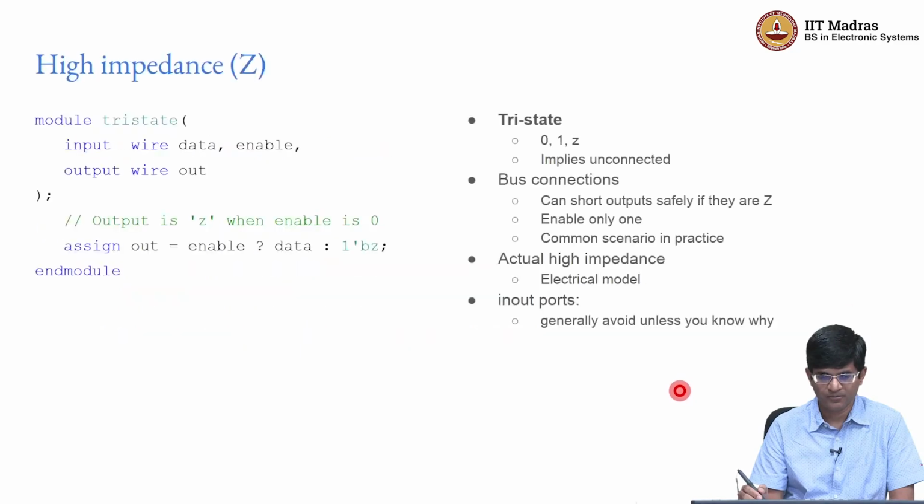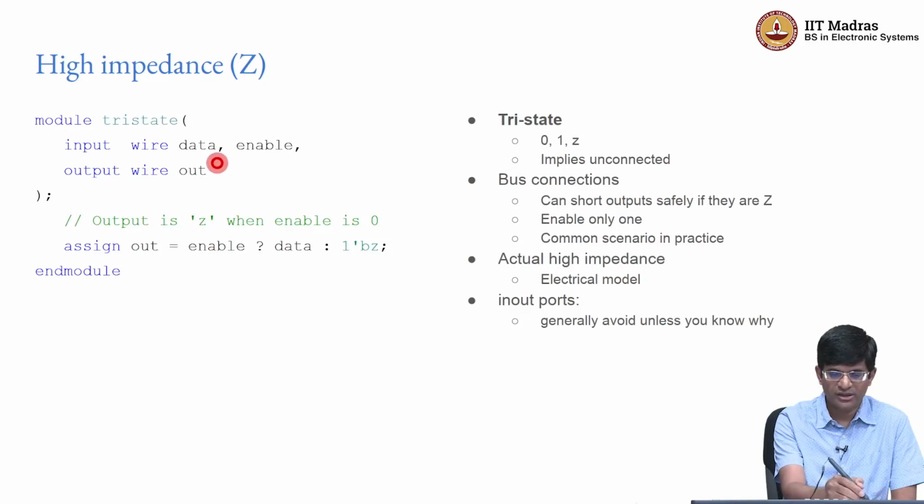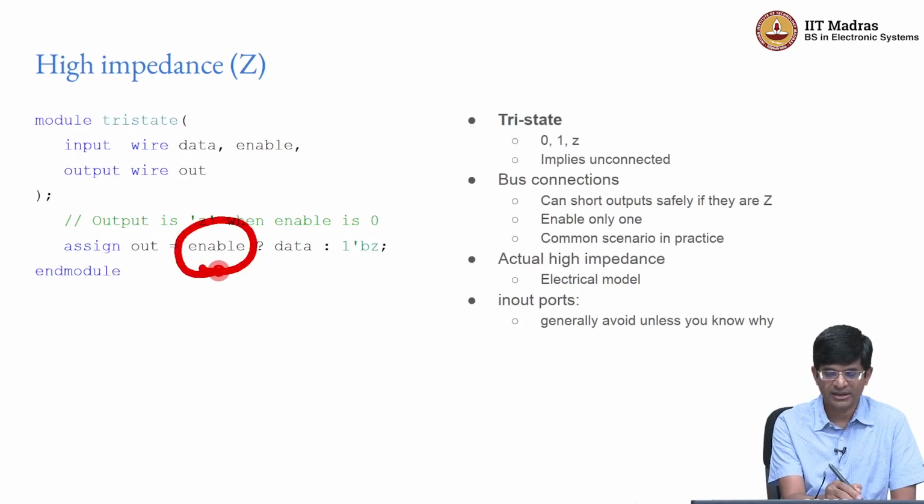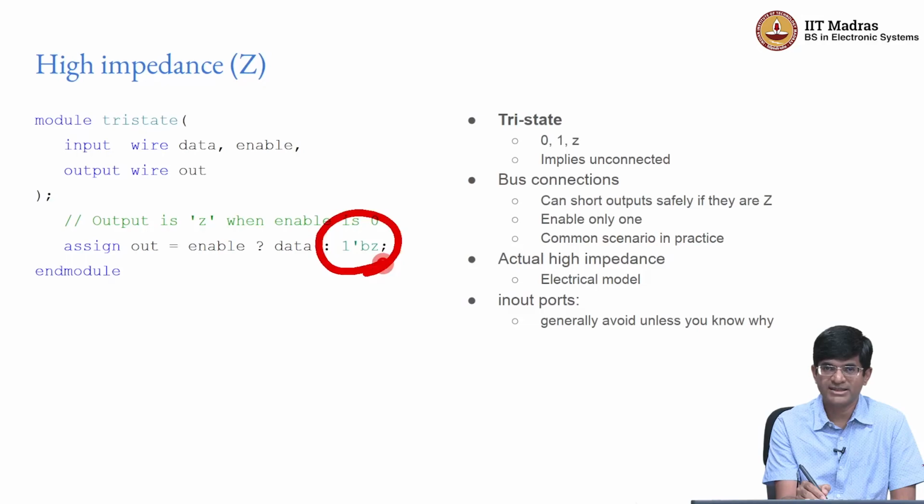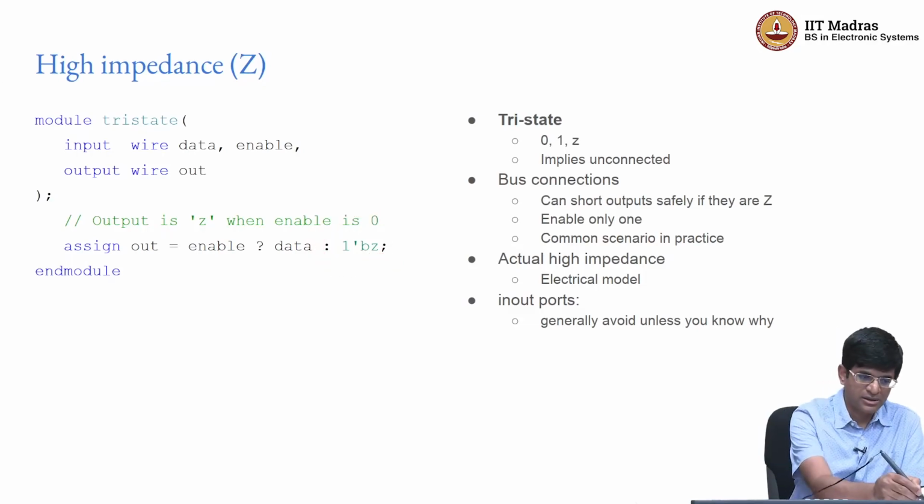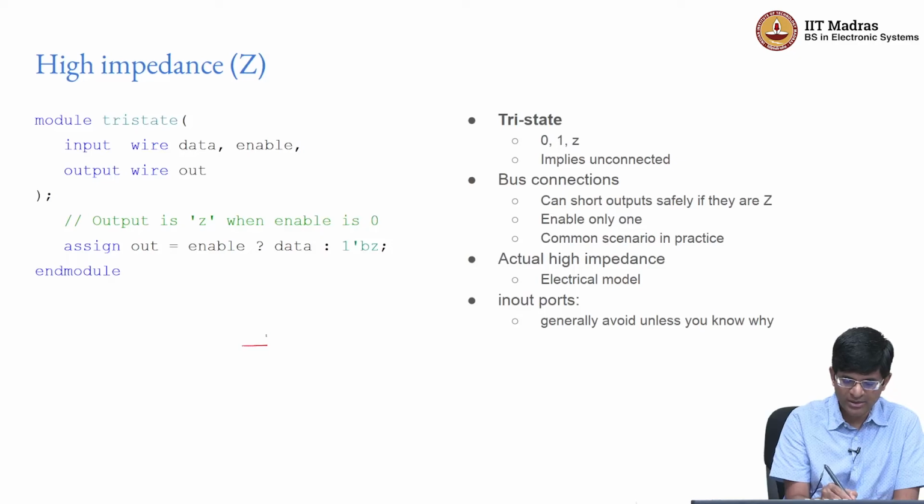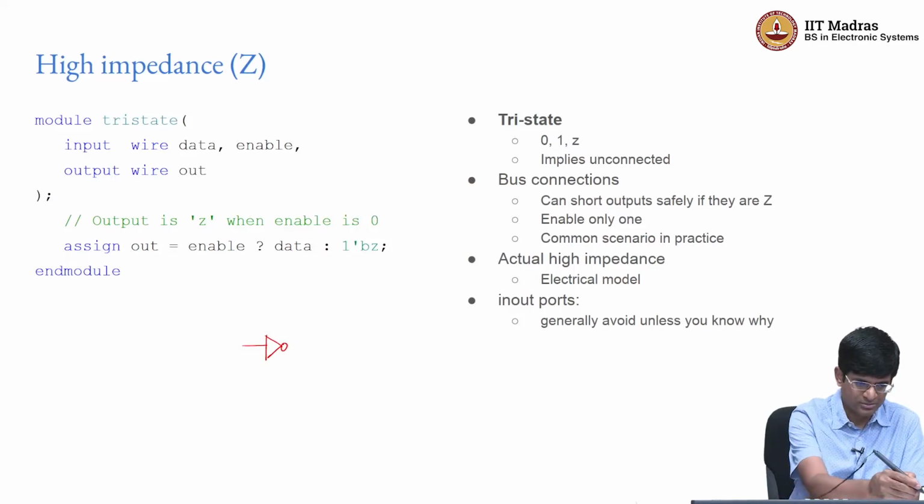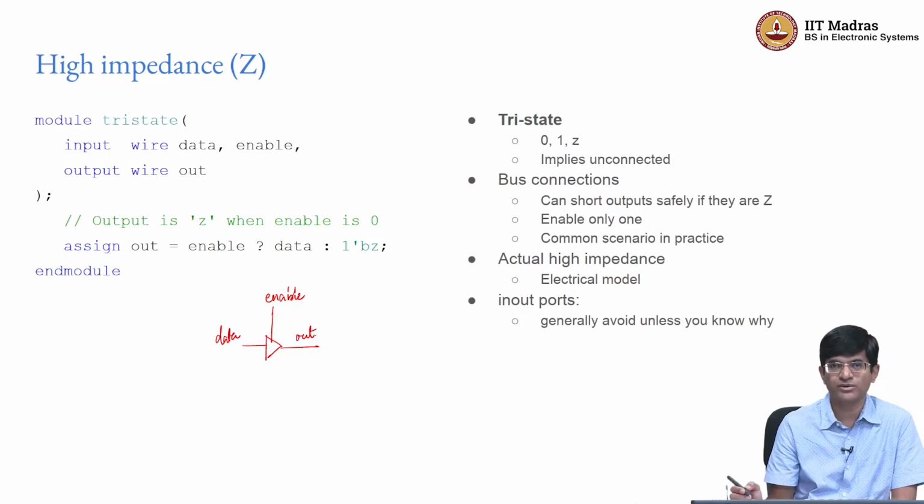Right, and the fourth value of the 4-valued logic is the so-called high impedance, or the Z state. This is an example. Basically we have a module with two inputs, data and enable, and an output called out. Whenever the enable signal is high, the output should become data, but when the enable signal is low, it goes into a high impedance state, right. This is the schematic that is used for this.